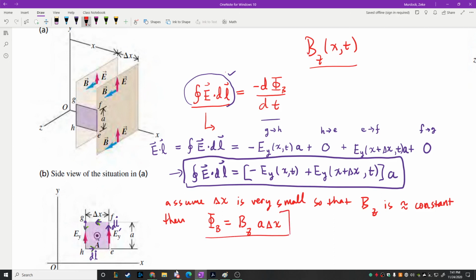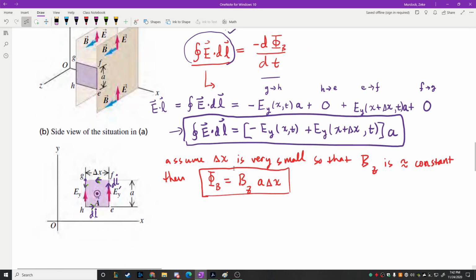Because now all we need to do is to put together our two equations. So putting those two equations together and using Faraday's law, what we're going to have is the integral of E dot dl, which is equal to all this junk. So for our final result here, we'll use a different color. We'll have negative Ey, that whole thing multiplied by A, is going to be equal to the time derivative.